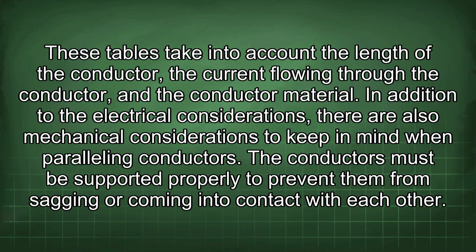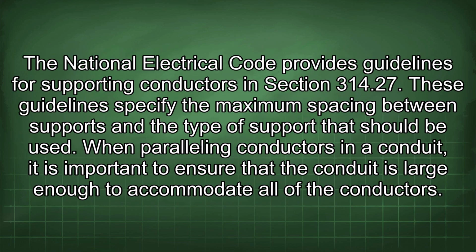These tables take into account the length of the conductor, the current flowing through the conductor, and the conductor material. In addition to the electrical considerations, there are also mechanical considerations to keep in mind when paralleling conductors. The conductors must be supported properly to prevent them from sagging or coming into contact with each other. The National Electrical Code provides guidelines for supporting conductors in Section 314.27. These guidelines specify the maximum spacing between supports and the type of support that should be used.